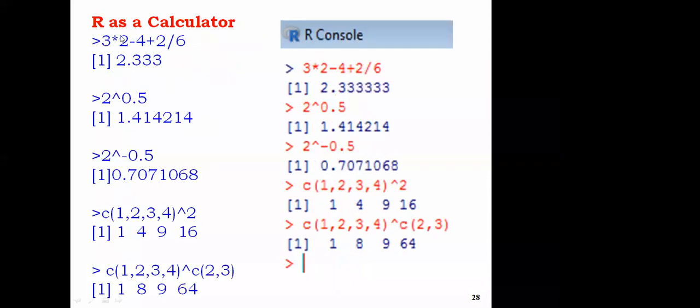Now you see 3 star 2 minus 4 plus 2 divided by 6. So here you see in our console.